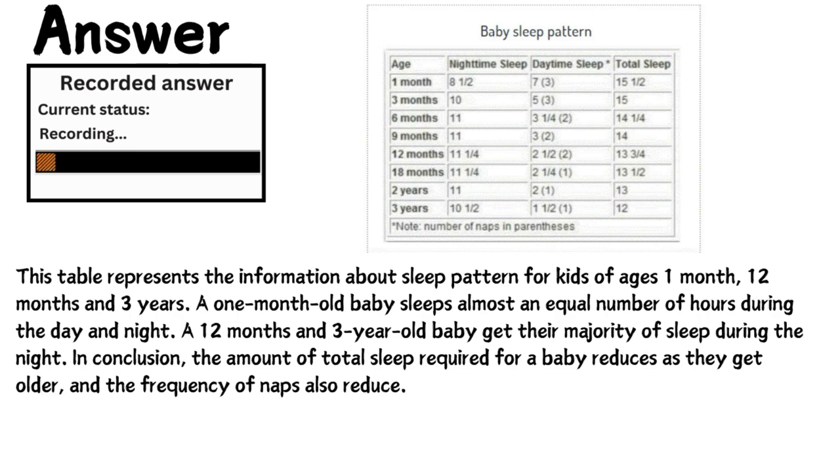This table represents the information about sleep pattern for kids of ages 1 month, 12 months, and 3 years. A 1-month-old baby sleeps almost an equal number of hours during the day and night. A 12-month-old and 3-year-old baby get the majority of their sleep during the night. In conclusion, the amount of total sleep required for a baby reduces as they get older, and the frequency of naps also reduces.